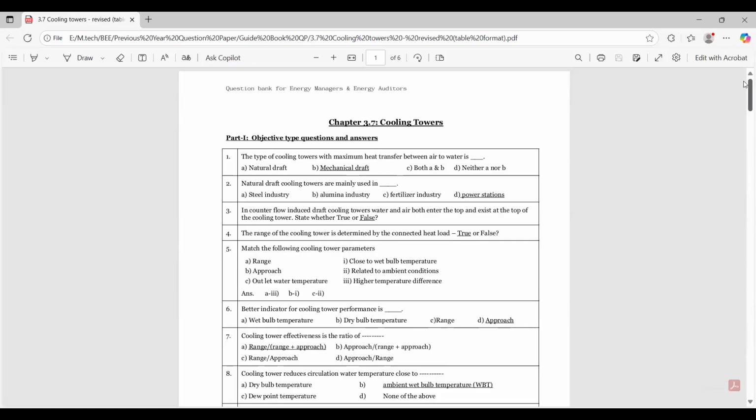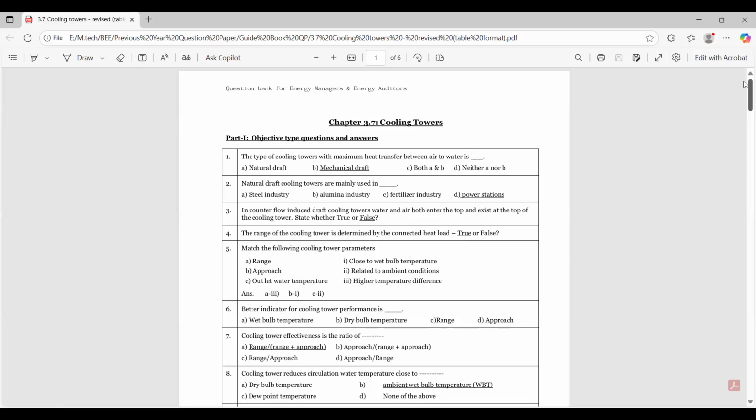The type of cooling tower with maximum heat transfer between air and water is mechanical draft. Yes, mechanical. Natural draft cooling towers are mainly used in power stations. In counterflow induced draft cooling towers, water and air both enter at the top and exit at the top of the cooling tower. It's false. Water enters from the top, air enters from the bottom.